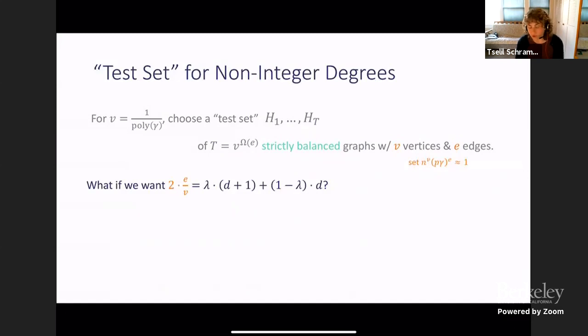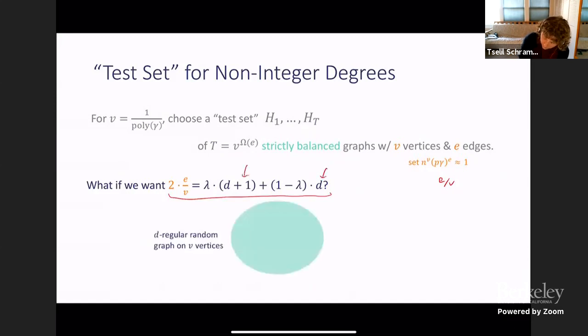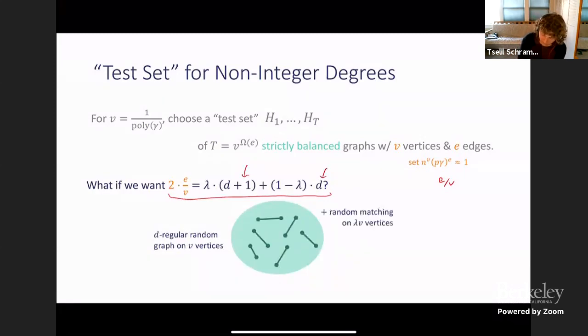What about non-integer average degrees? We still need to handle many e over v which don't correspond to an integer degree. When 2 times e over v is a convex combination of two integers, d and d plus 1, what we do is the following. We sample a d-regular random graph on v vertices, and then we add a random matching on lambda v of the vertices. So we'll get a graph with the correct average degree.